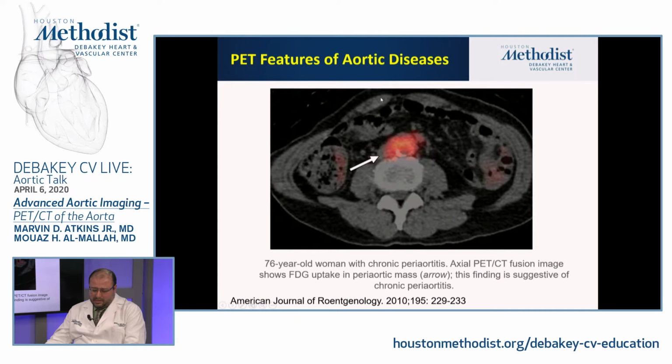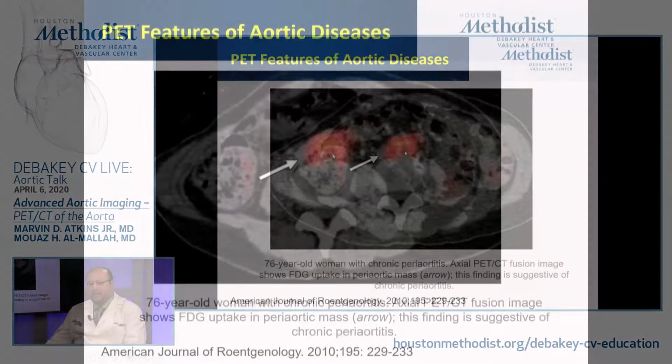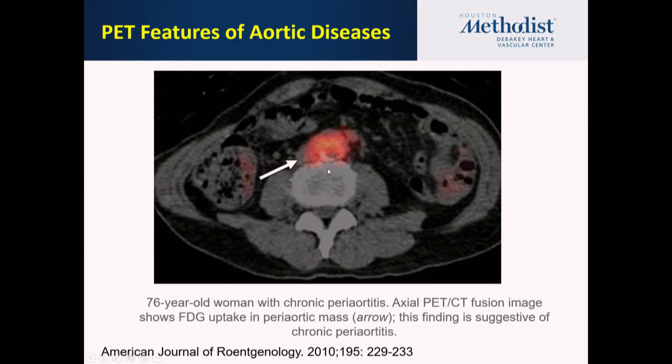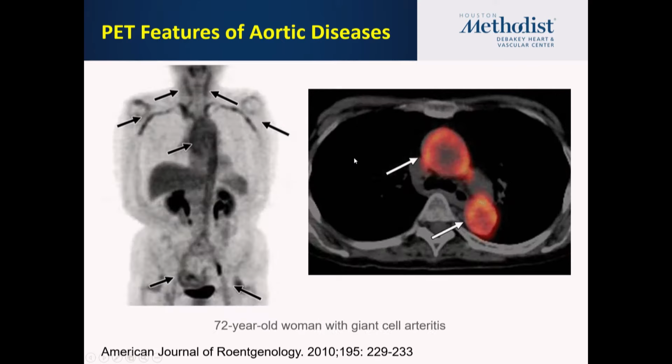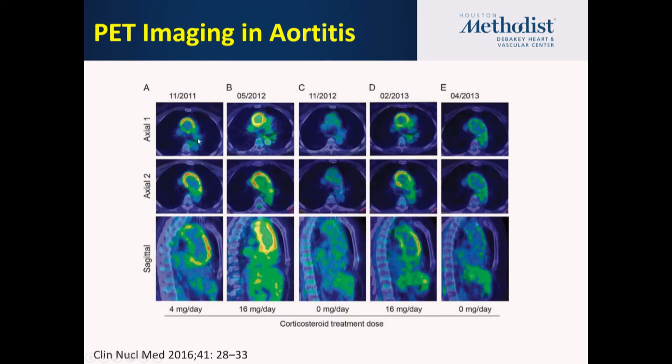So, for example, this is a patient from the literature who has chronic periaortitis, and you can see significant FDG uptake in there. If we go in here, this is a patient with giant cell arteritis, and you can see the amount of uptake in the aorta. So this patient is clearly having significant inflammation there. And with the known history of giant cell arteritis, this patient is at a higher risk of aortic events. Sure. And so here's one case from the literature, which is very nice, but you can follow these patients.